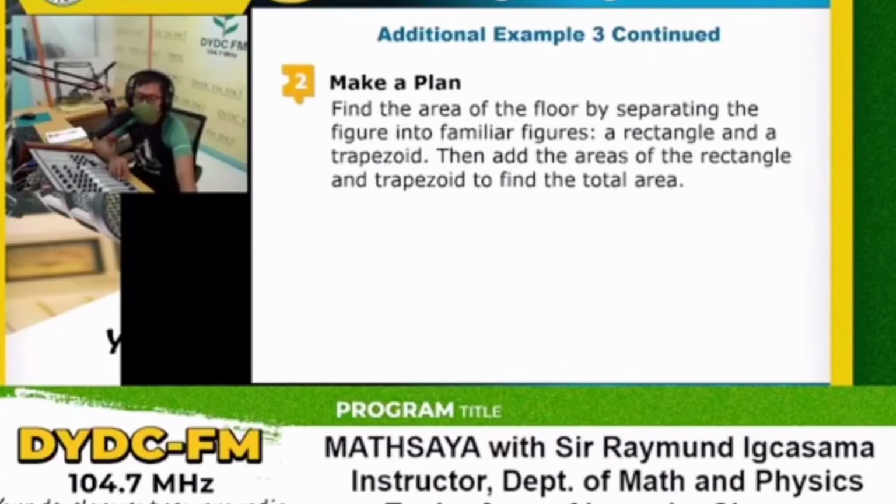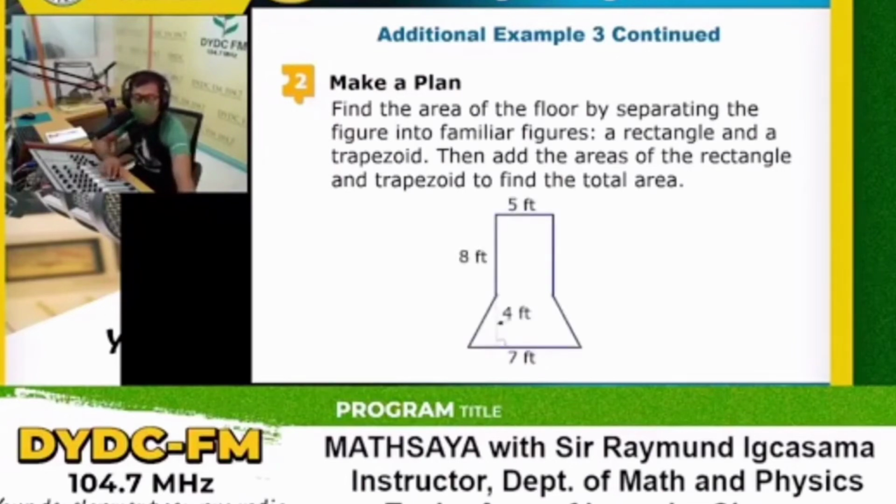Find the area of the floor by separating the figure into smaller and familiar figures, a rectangle and a trapezoid. Then, add the areas of the rectangle and trapezoid to find the total area. Okay? So, as you can see in the figure, we have divided that one into two figures.